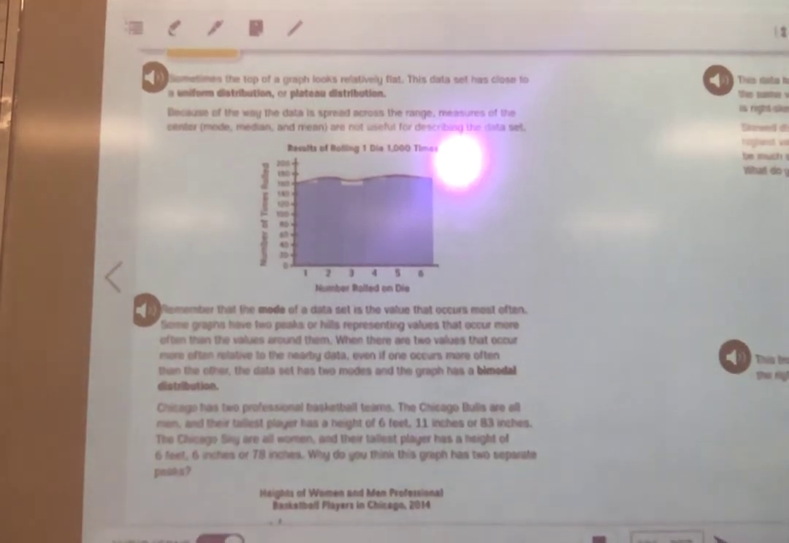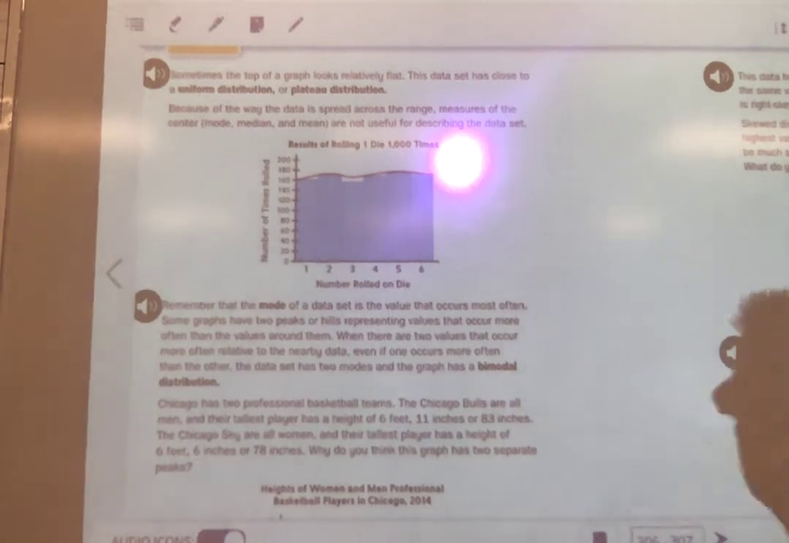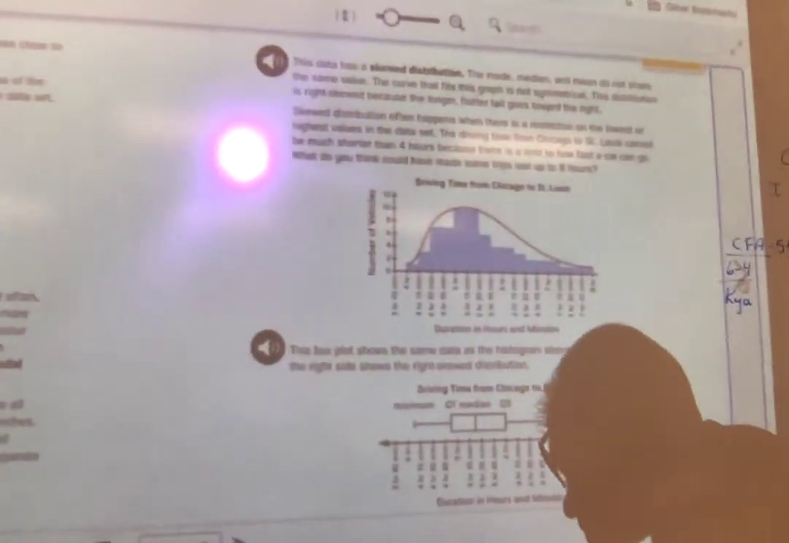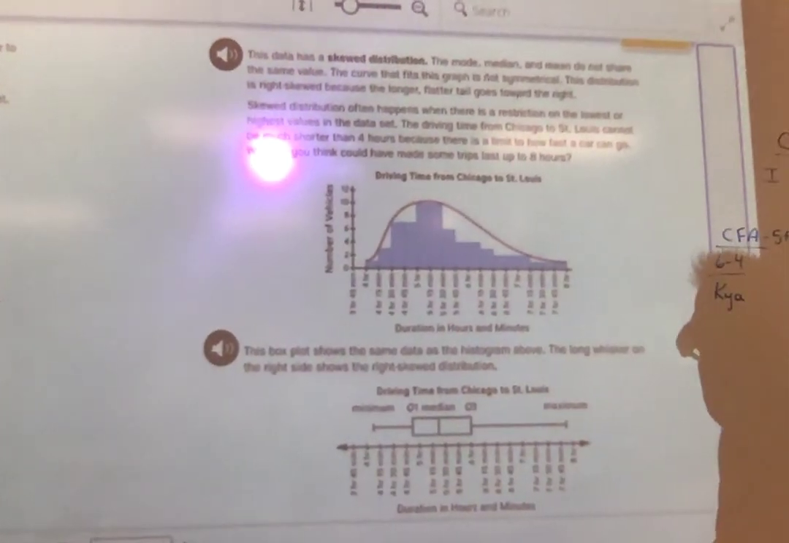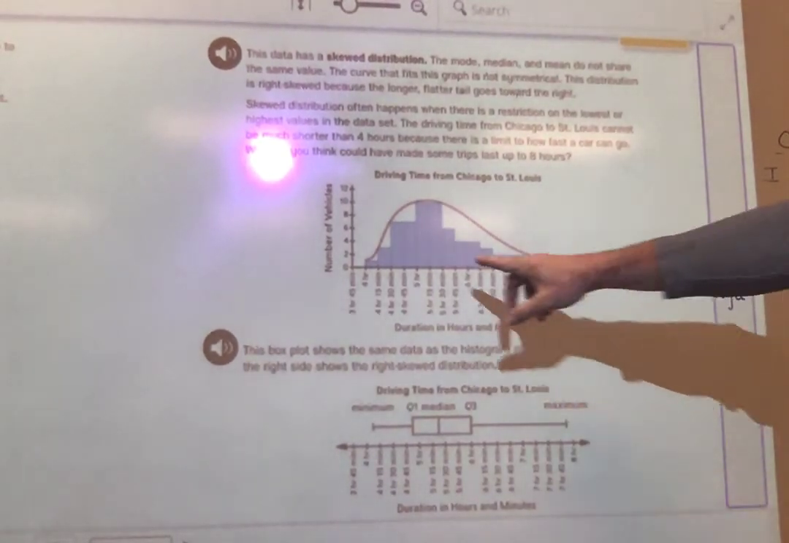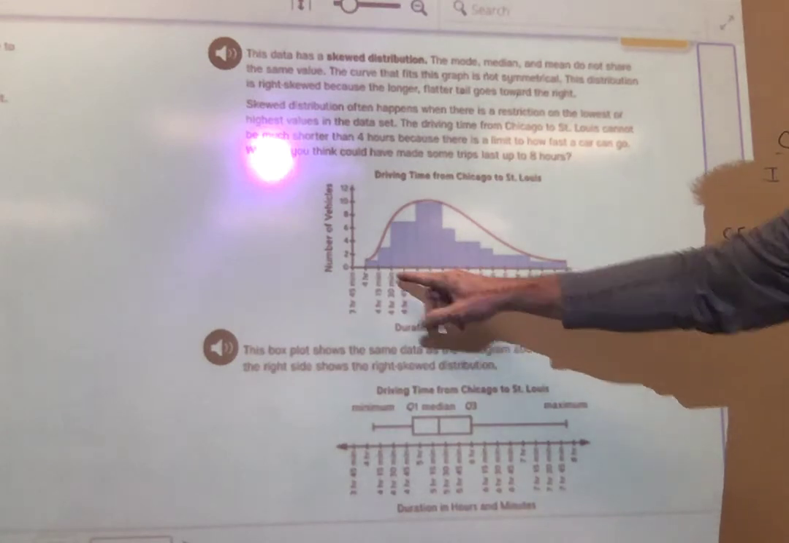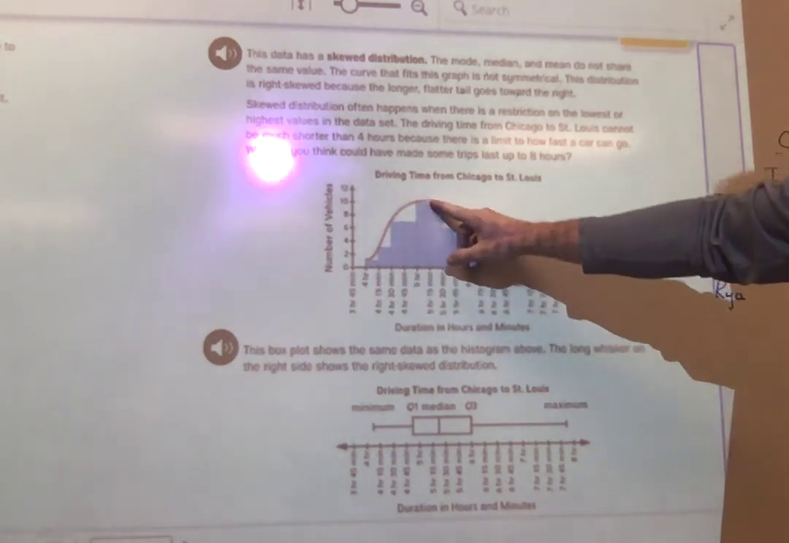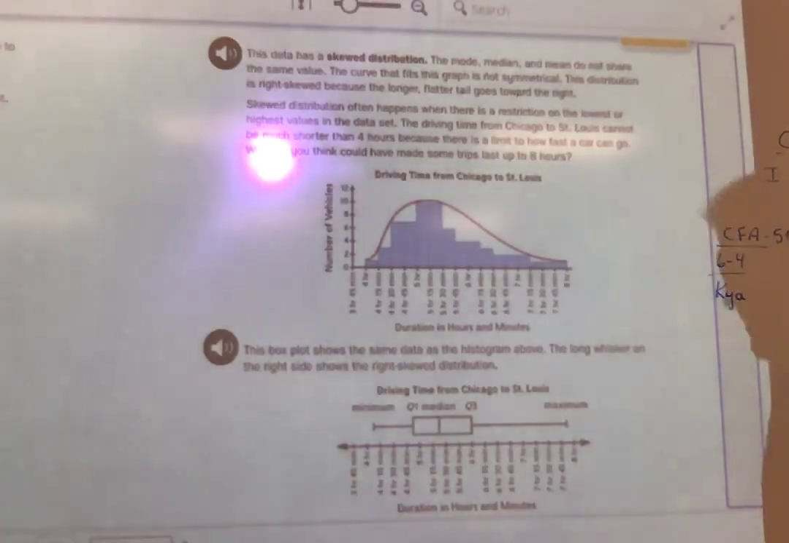Another one to look at here is the skewed distribution. This is one you see quite a bit. In this case, it kind of looks like a hill, as a lot of people describe it. It grows steeply, and then the hill comes down to the right.